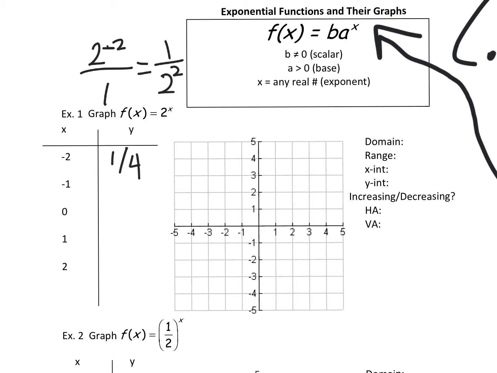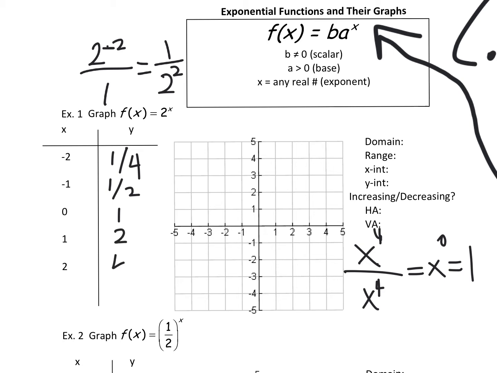Next one would be 2 to the -1st, flip that, will give us 1/2. 2 to the 0 is 1. Just to reiterate, as a side note, why is any non-zero base to the 0 power equal to 1? Well, let's look at x to the 4th over x to the 4th. You subtract the exponents, which gives us x to the 0, or you can think of all of them canceling. That would give us 1. And therefore, anything to the 0 power equals 1. Next, we have 2 to the 1st, which is 2, and then 2 squared would be 4.